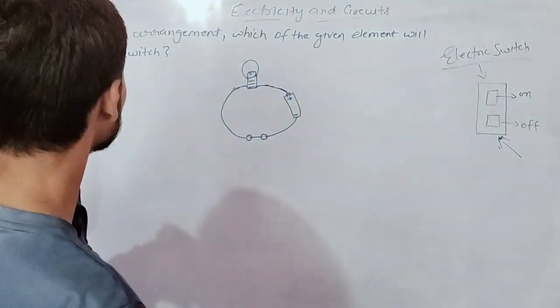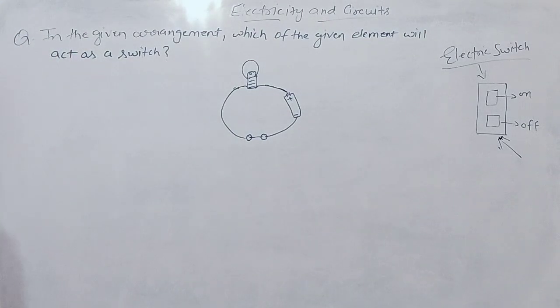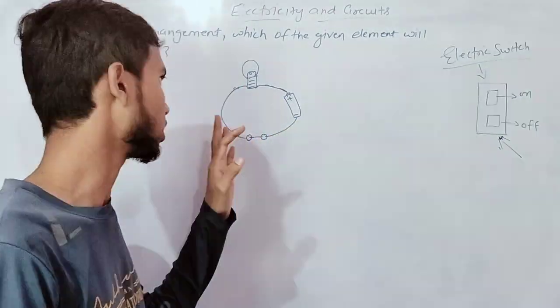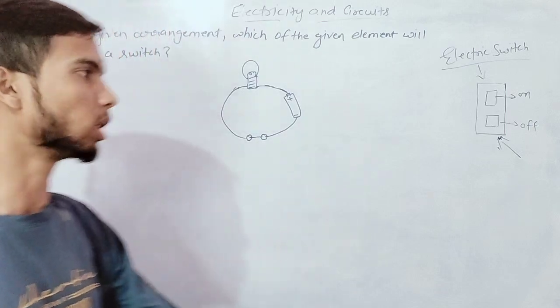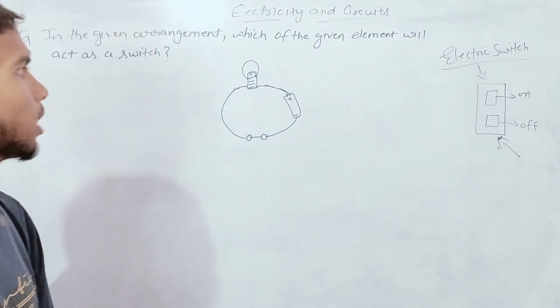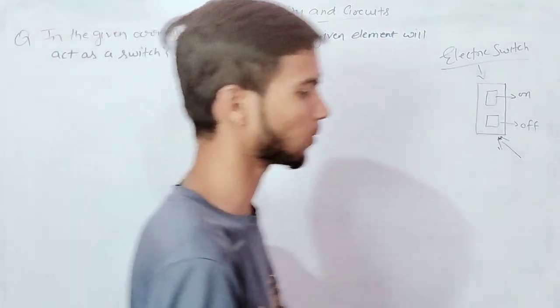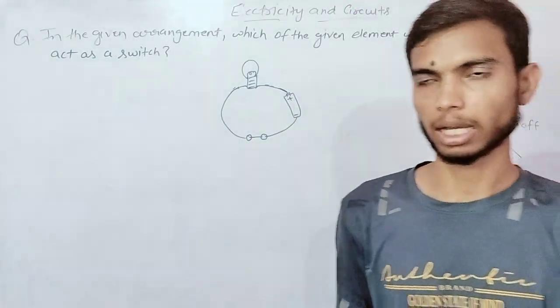Now the question is asking, in the given arrangement, this is one element, this second, this is third, and this is the fourth element. Which of the given elements will act as a switch? Bulb will not act as a switch.